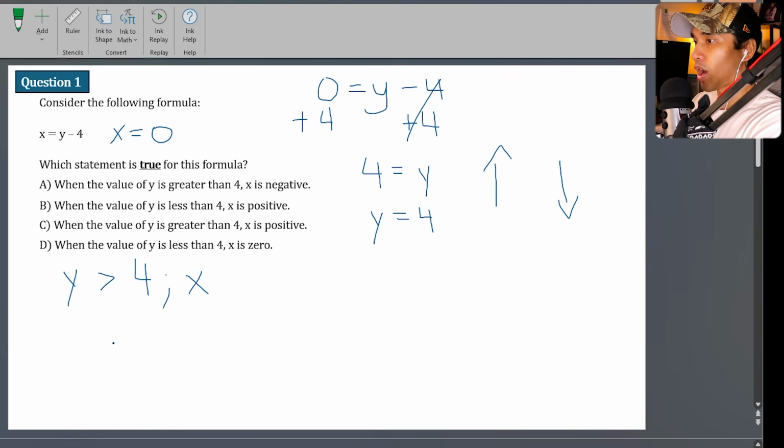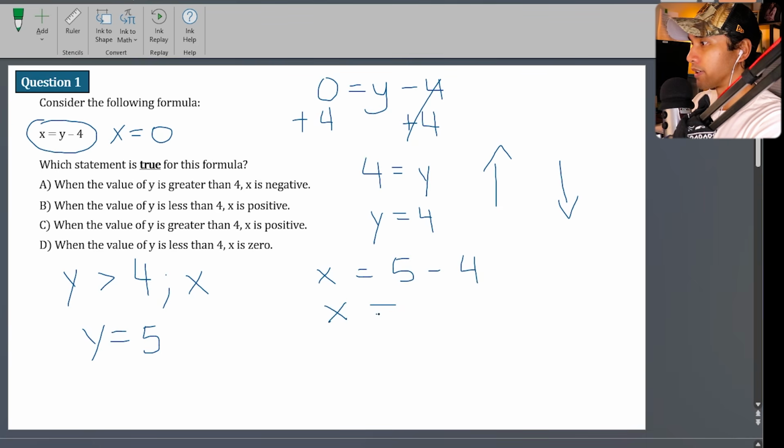So I have chosen y equals 5, and I'm going to plug the 5 into our equation here. So x equals 5 minus 4, x equals 1. And that's a positive number. When we choose a y value that's greater than 4, we get a positive value. And that's the inequality sign that goes like this. We got a positive value, so I'm going to box this up because this is very important.